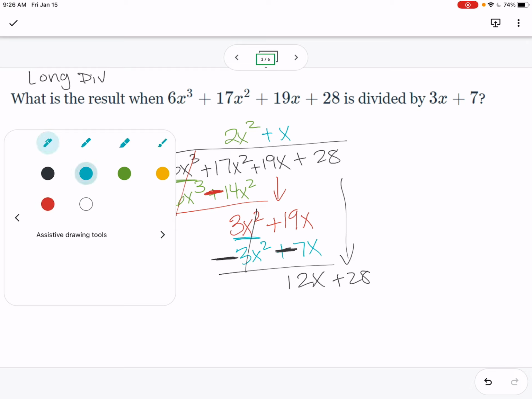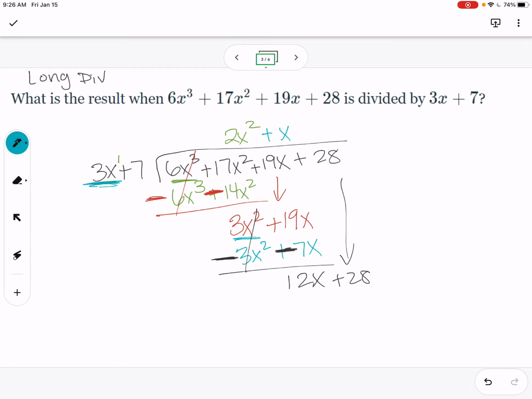Ask yourself, okay, 3x, what multiplies to 3x to give you 12x? Okay, that would be 4. Now, how do we know we don't stop and we keep going with this? This is not smaller than this. So we know we can keep going. 3x is not greater than 12x. So until this becomes greater, we're going to keep going.